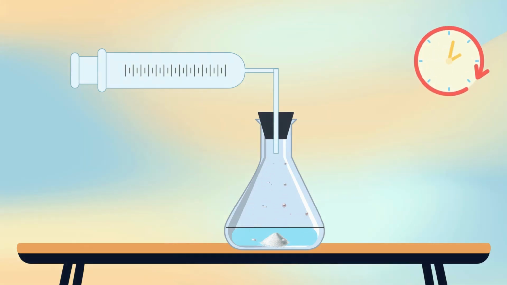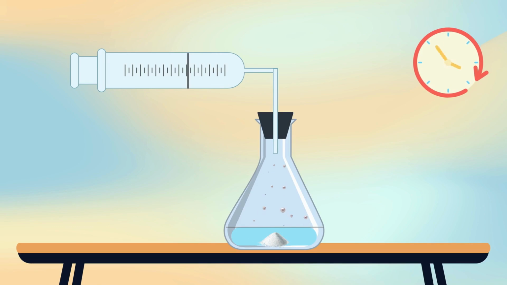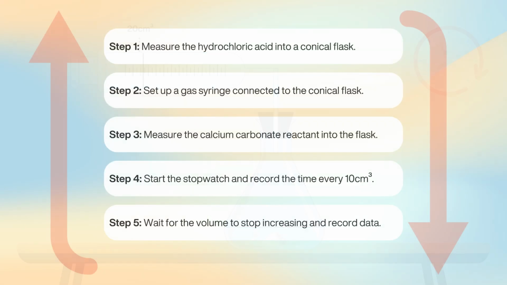During the reaction, we need to keep track of how much gas is being produced. Record the time it takes to produce every 10 centimeters cubed of gas. This will give us valuable data on the rate of reaction. Now, to deepen your understanding of the reaction dynamics, you will repeat steps 1 through 5 using different concentrations of hydrochloric acid. This will allow you to observe how concentration impacts the rate of gas production.